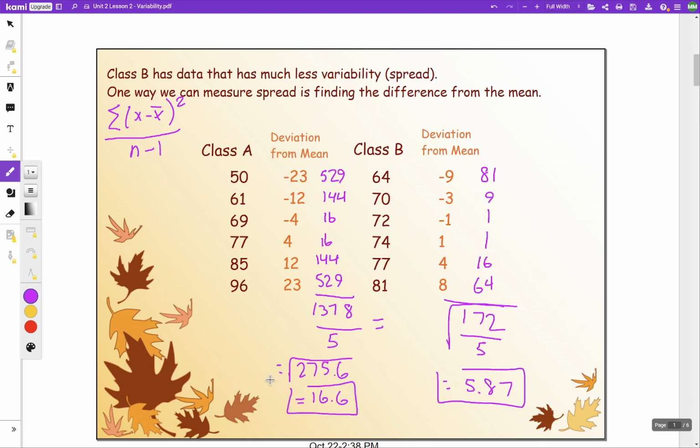There we go. So what's happening here is we have 16.6 for Class A and 5.87 for Class B. This is a measure of how much we'd expect the points to vary. Now, do the points vary by 6 in this case, or by 17? No, it looks like it's less than that. So remember, this is an average deviation from average. Your average is 73, right?